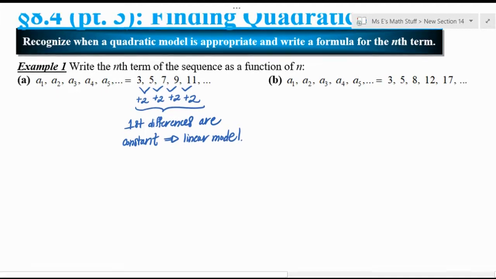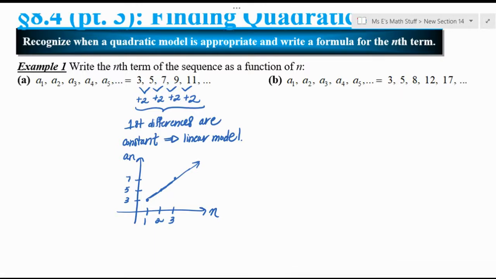And why does that make so much sense? Well, because if you were to graph this where you've got an n axis and an a sub n axis instead of x and y, then your first term was 3. Your second term, you increased by 2 and got to 5. Your third term, you increased by 2 and got to 7. So, yes, it's a linear model, right? And the common difference would be the slope of your equation. And so hopefully that makes sense.